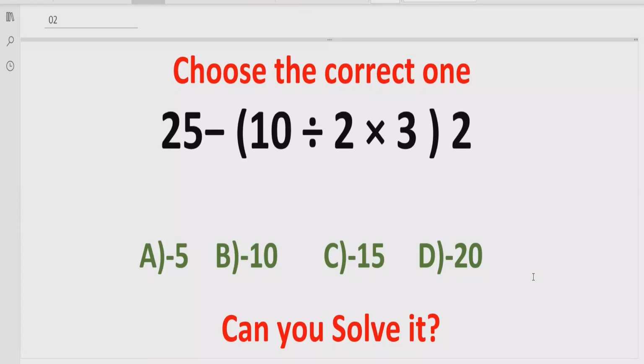Today we will solve another quiz which is related to arithmetic expression. The quiz contains the basic operations: minus, multiplication and division. So we have to solve this quiz using PEMDAS and BODMAS method and find out the correct answer. In the answer list we have four answers. A is minus 5, B is minus 10, C is minus 15 and D is minus 20. So let's see after solving it which answer is correct.